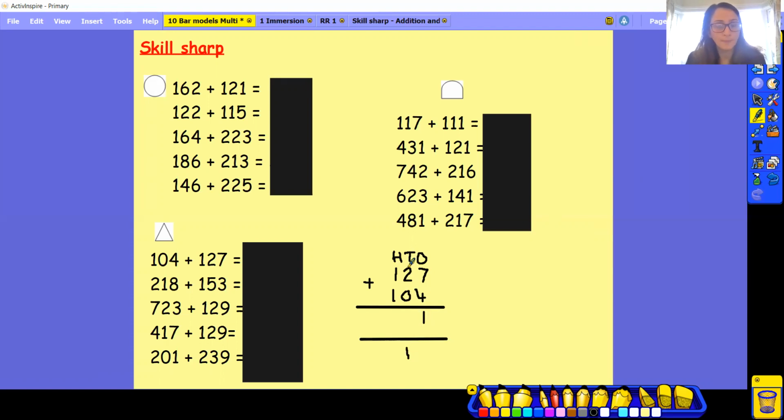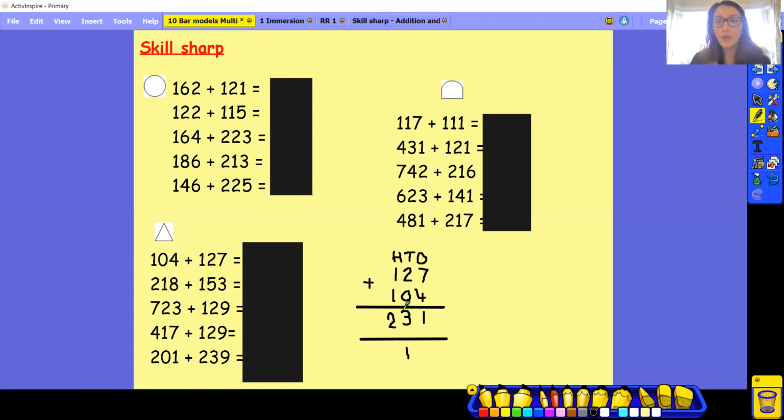So now I've got 2 add 0. Remember, don't forget to add the extra 10. So really, I've got 2 add 0, add the extra 1 equals 3. Okay, nothing to carry over because we haven't gone into our hundreds column. So we've got a hundreds column here. So we've got 1 add 1 equals 2, which is 200. So we've got 231.